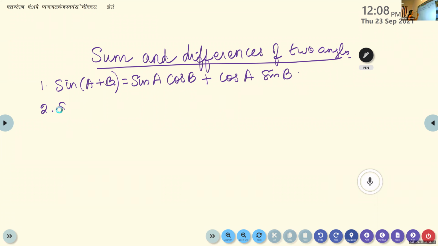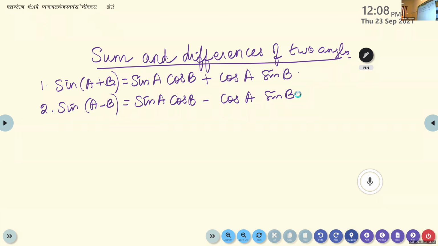Second one is sine of a minus b. If there is negative, look here: sine a cos b minus cos a sine b. Sine of a minus b is equal to sine a cos b minus cos a sine b.